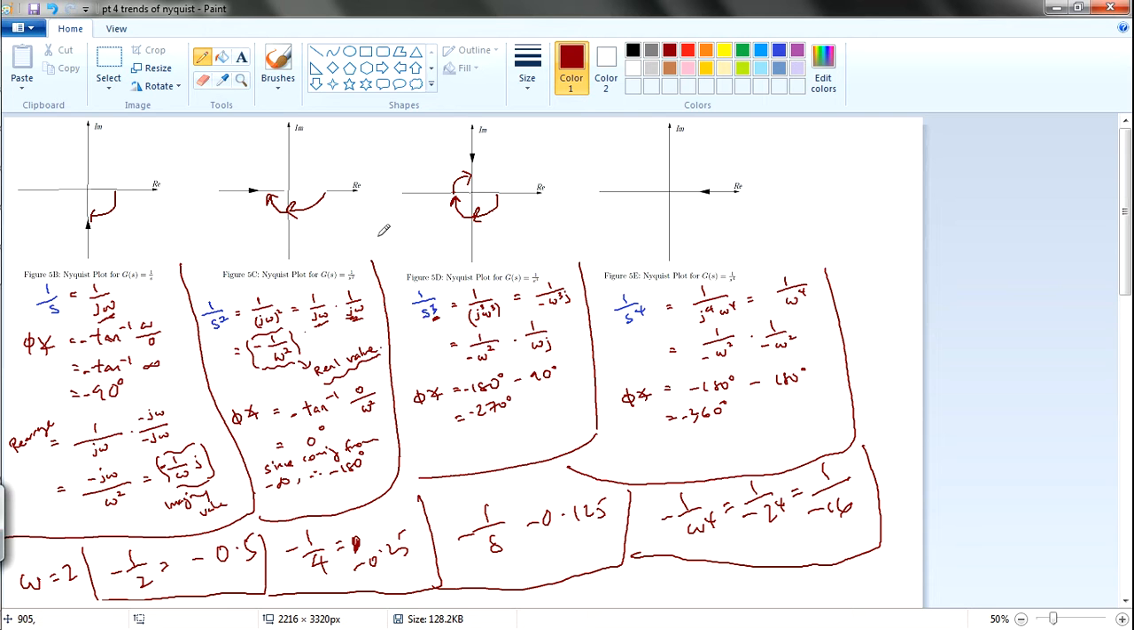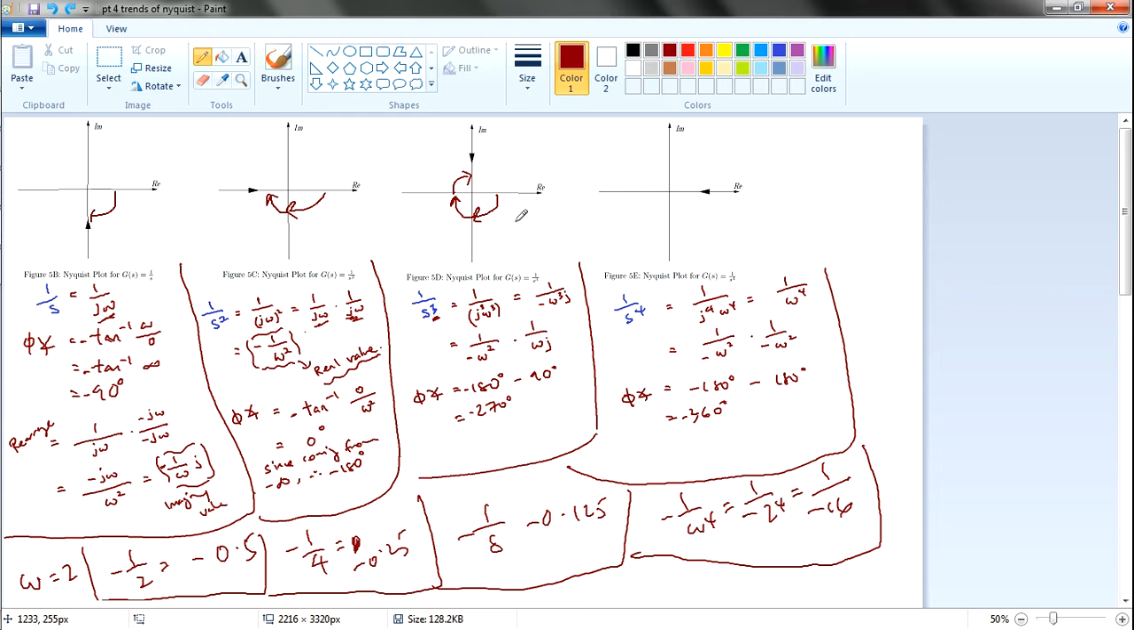So let me repeat again. For a pole, the higher order you are, the more minus 90 degrees you have. So in the pole section, the higher order you are, the more minus 90 degrees you have. That's the key concept.